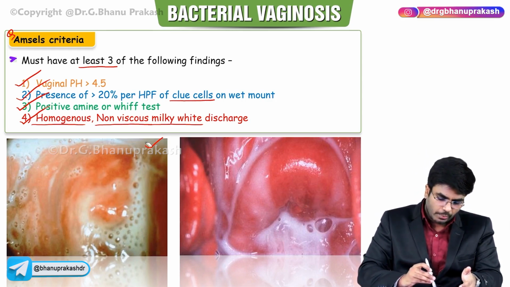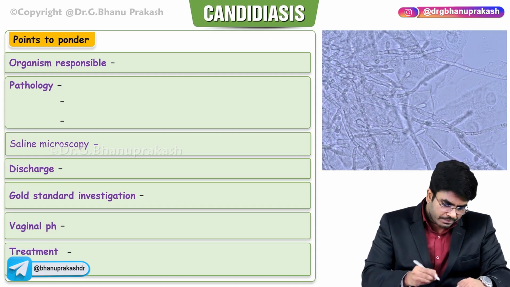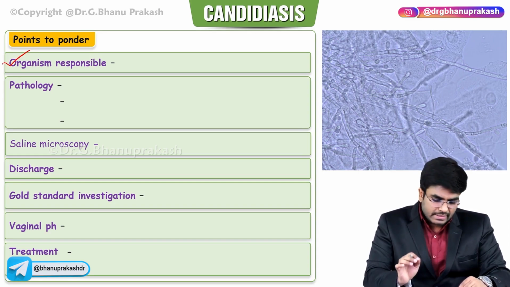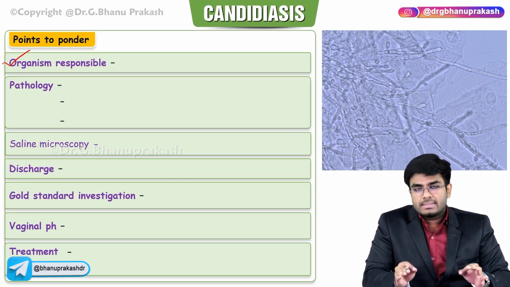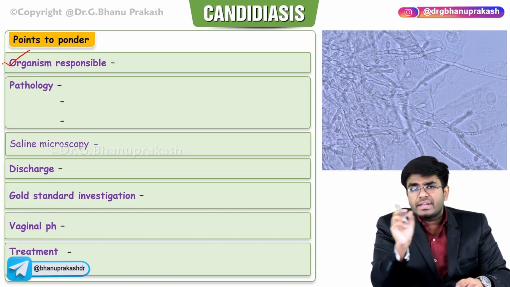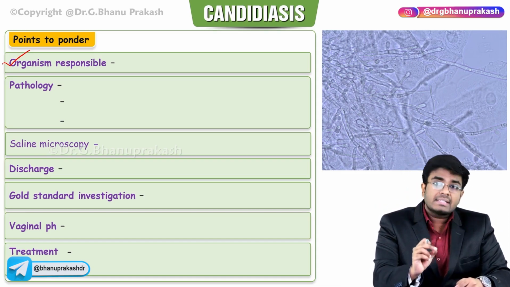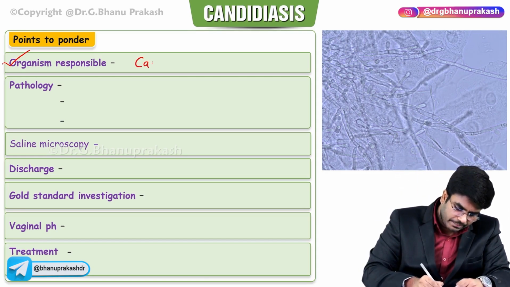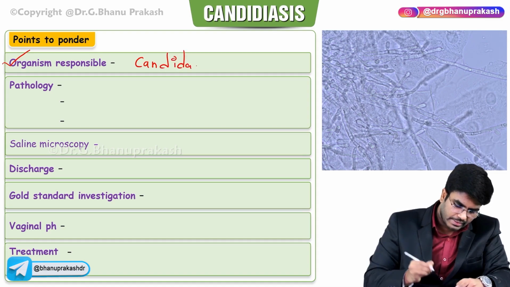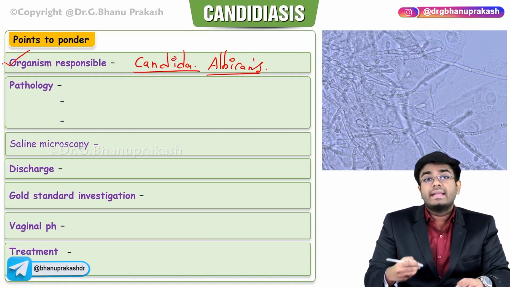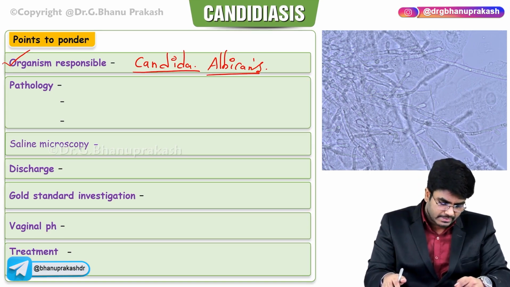Now, let's continue with the topic of Candidiasis. Guys, what is the organism responsible for Candidiasis? Candidiasis is because of a fungus. Bacterial vaginosis, in the name itself it's very clear, is because of a bacteria. Candidiasis is because of a fungus. Which fungus? The organism responsible is Candida albicans, the most common organism causing vaginal candidiasis.